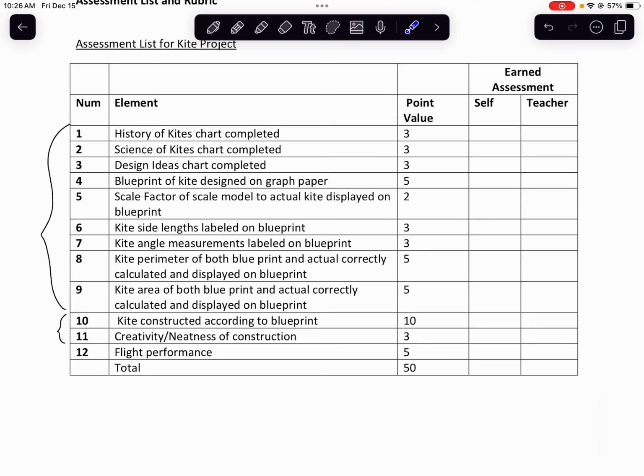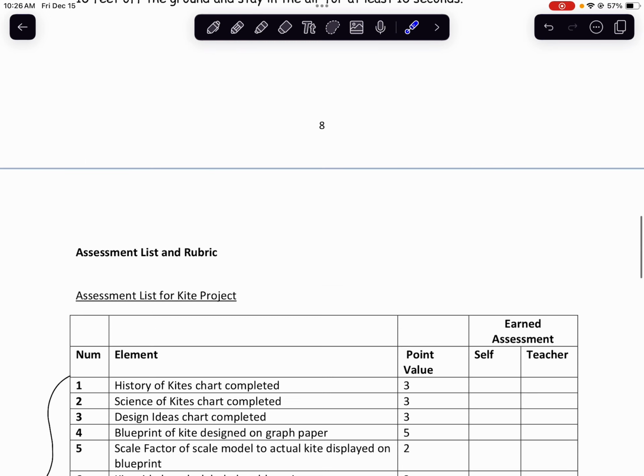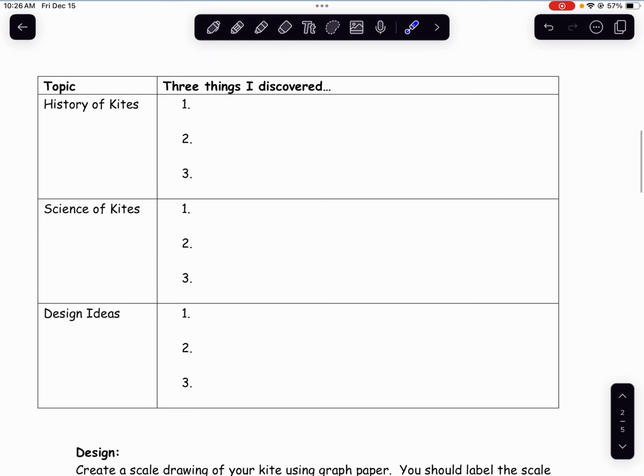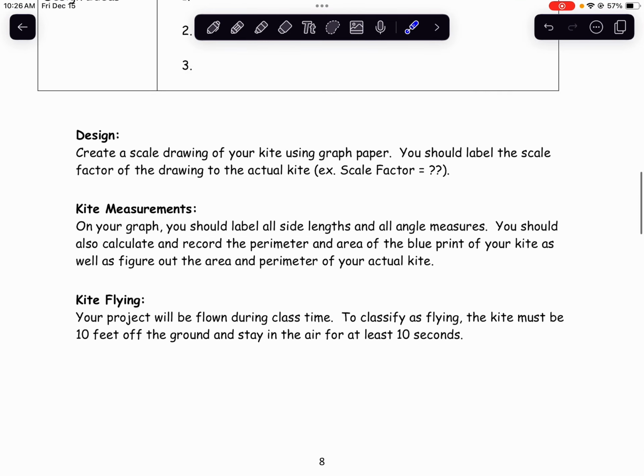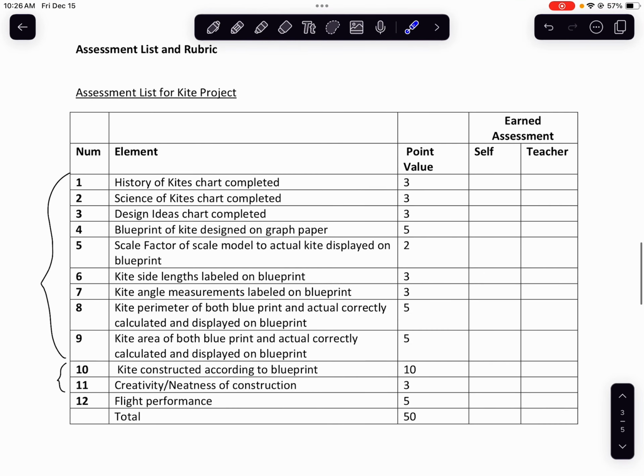All right, so history of kites chart completed, science of kite chart completed, and design ideas chart completed. That is this right here, okay? Once you do that individually, I'm sure the sub would not mind just checking it off here, initialing it, whatever he wants to do, okay? So this right here is on your own. So actually, I'm going to do two things here. So those three things are individual.